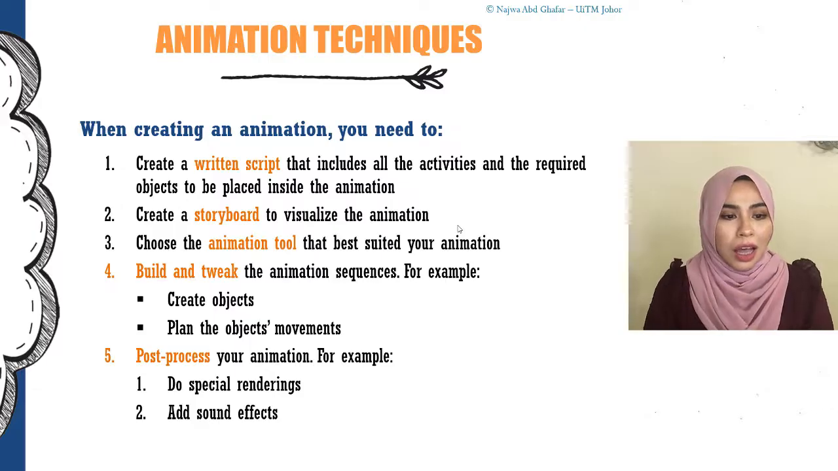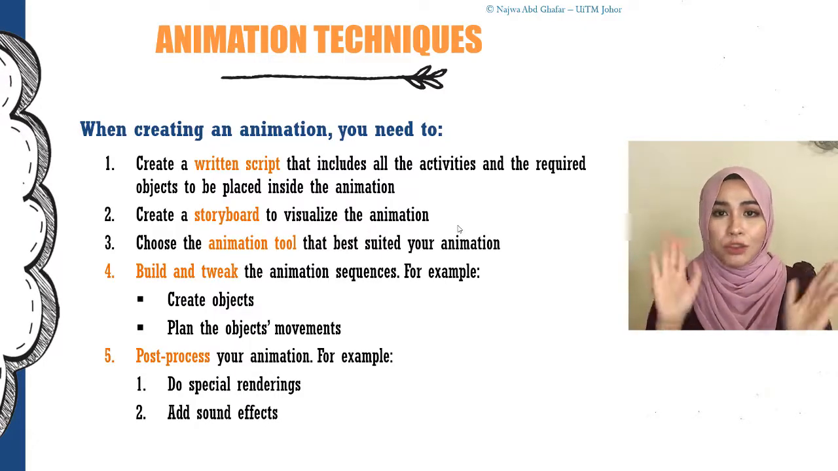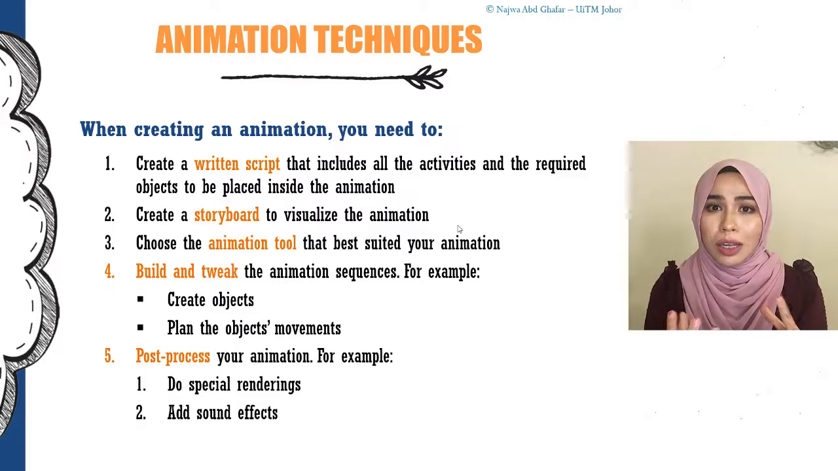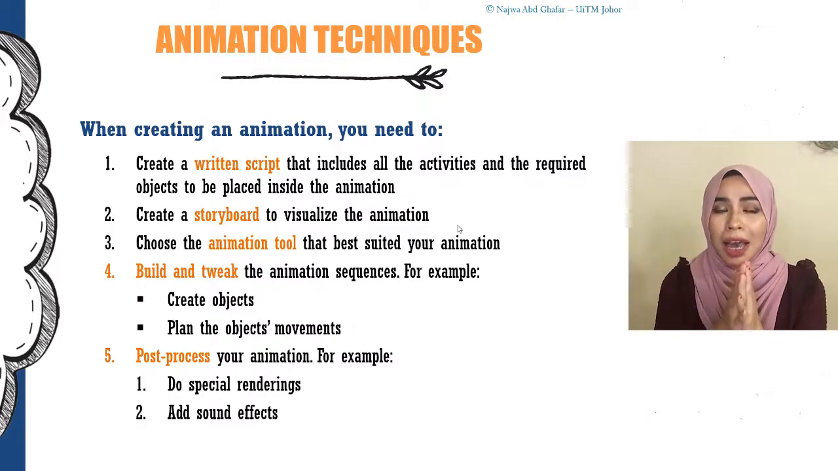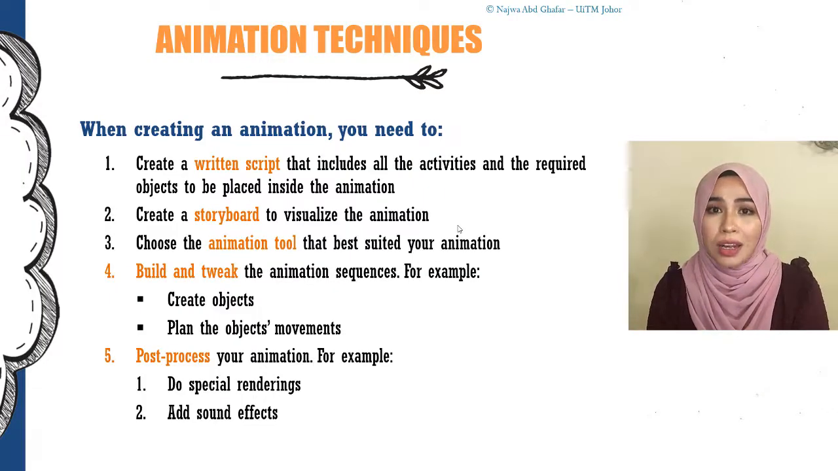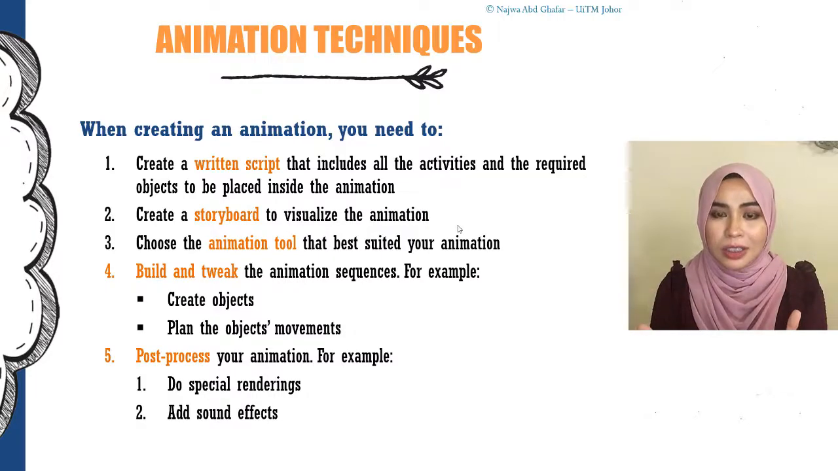Lastly, once you have done all of your animation, the movement, the objects, everything like that, you can post-process your animation. You can add sound. Let's say if I clap my hand, then I can add a sound effect of a clap. Then you can just render your animation, and you have a final animation product.